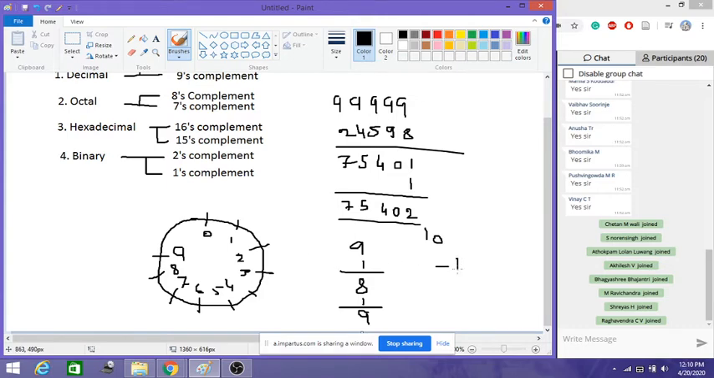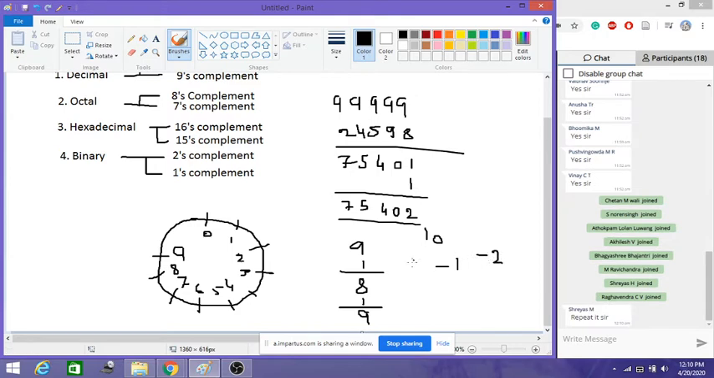So minus 1. Basically, when we talk about minus 1, minus 1 means we will go from 0, 1 step backward. So I'll get minus 1. Likewise, if we say minus 2, then okay. So for example, I want to find minus 1. Minus 1, tens complement is 9.